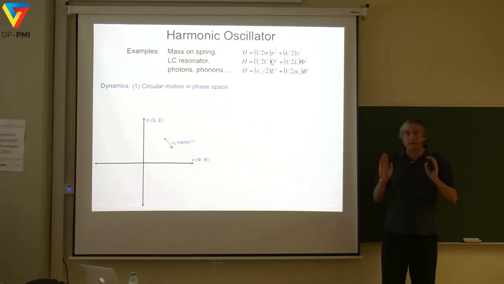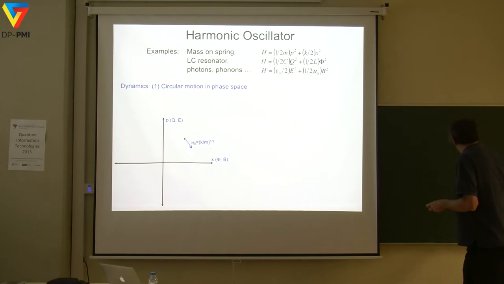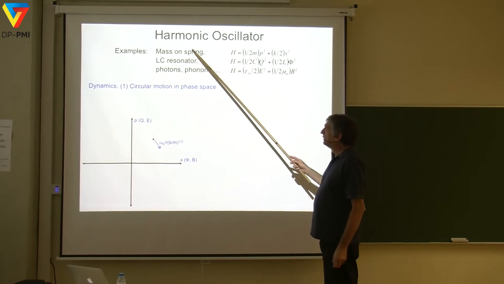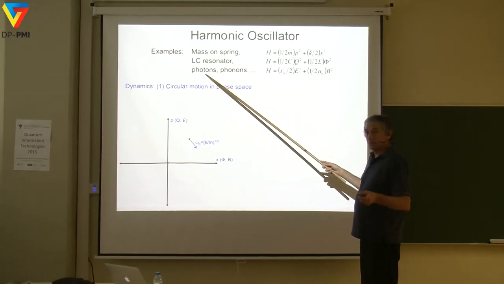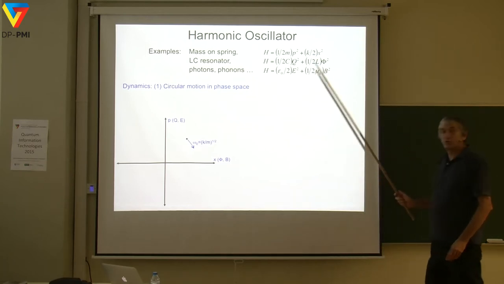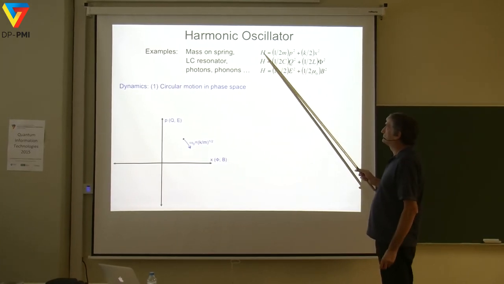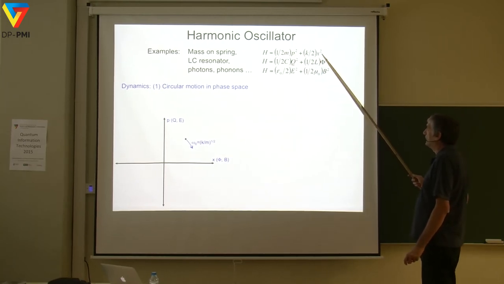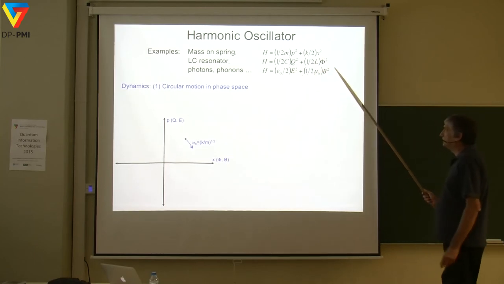In physics, we study harmonic oscillators all the time, starting from freshman physics or maybe even before that. We have, let's say, a mass on a spring, or in this case we'll be talking about inductor-capacitor resonators, things like photons, traveling electromagnetic waves of light, or phonons, are all described with a harmonic oscillator. And what physicists do, of course, is talk about this in terms of a Hamiltonian, or energy, that's momentum squared plus position squared, or charge squared plus flux squared, or electric field squared plus magnetic field squared.